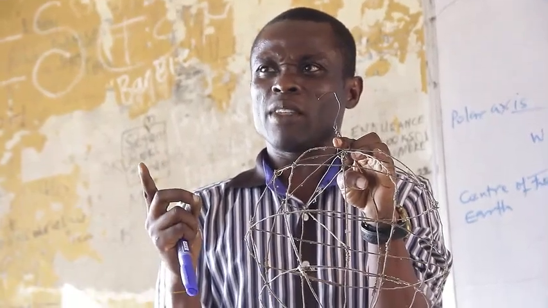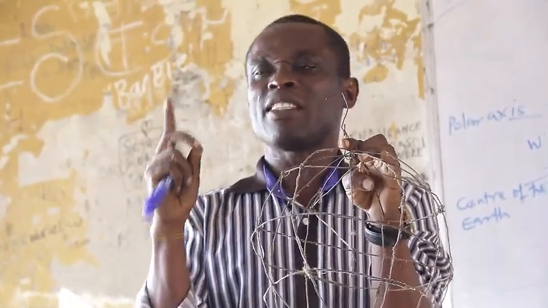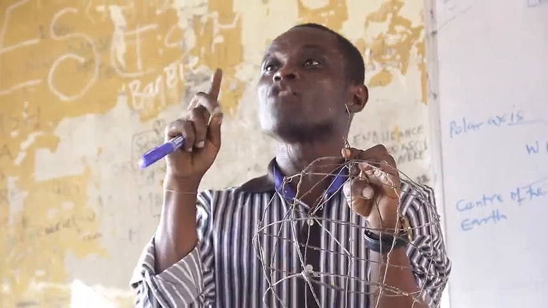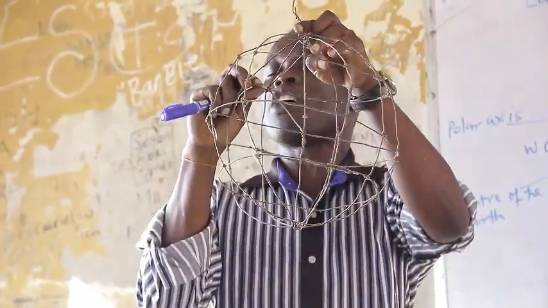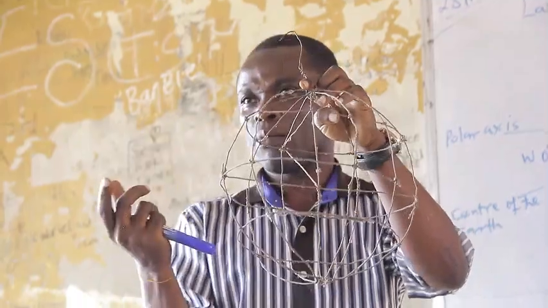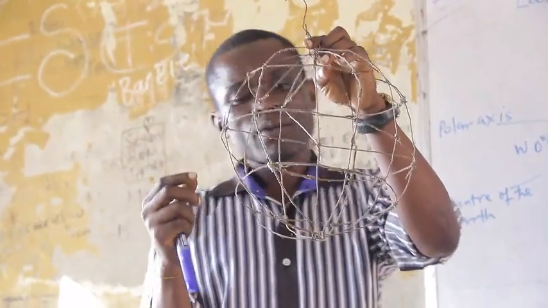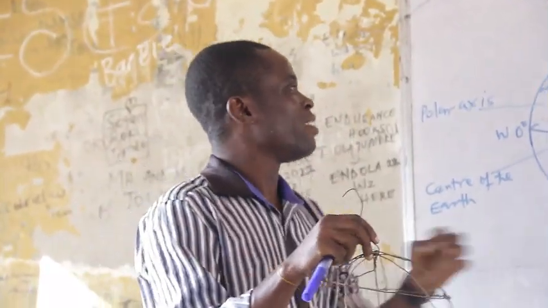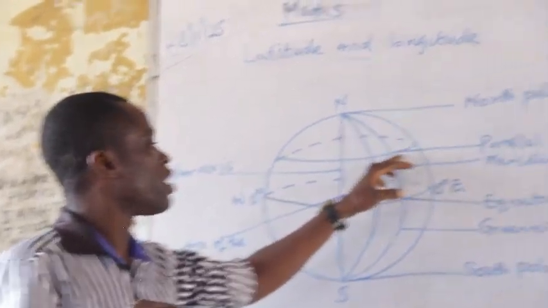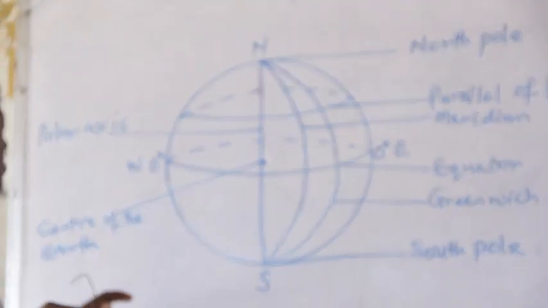Am I communicating? That equator alone is a great circle because the radius of that one is big R, while the radius of other latitudes is what? Small r. Is that understood? Now, I've just explained parallel of latitude north and parallel of latitude south. Let me now come to this.